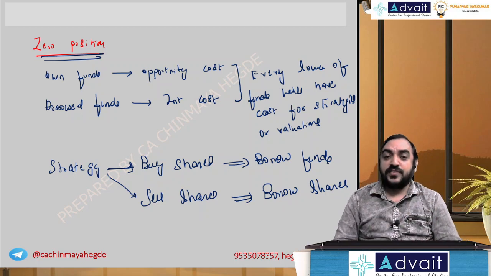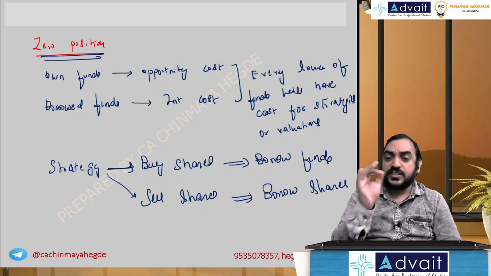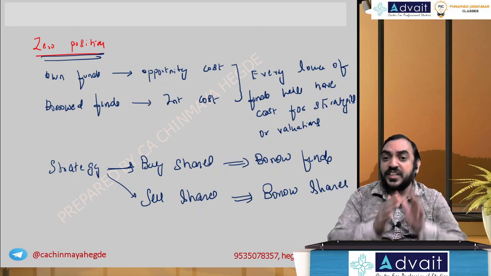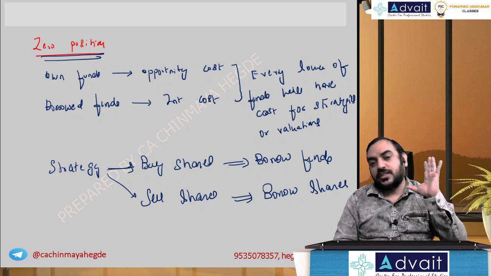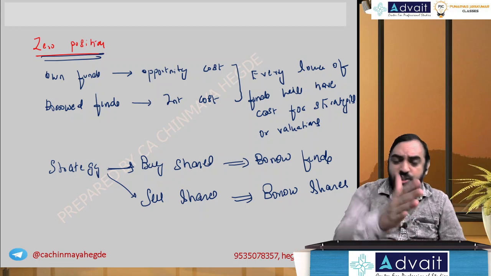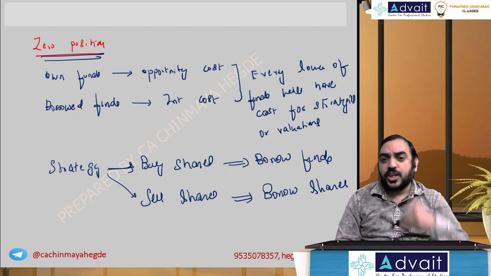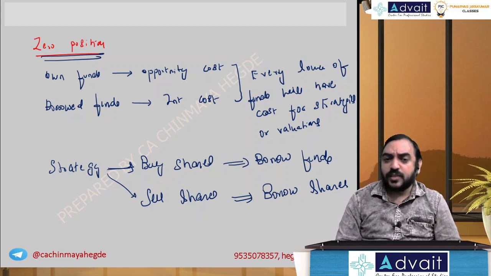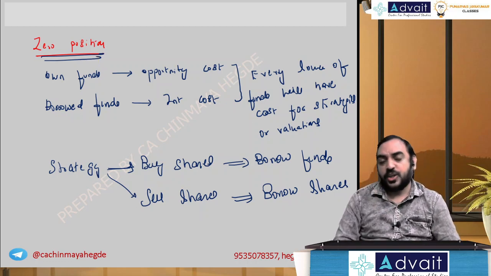Zero position means start with zero position. Every source will have a cost. Remember that, that much is sufficient. Every source will have a cost. Regarding strategy, I'll come to it a little bit later. Long position, short position, especially there, I will talk about this. Hope you have written down this much.